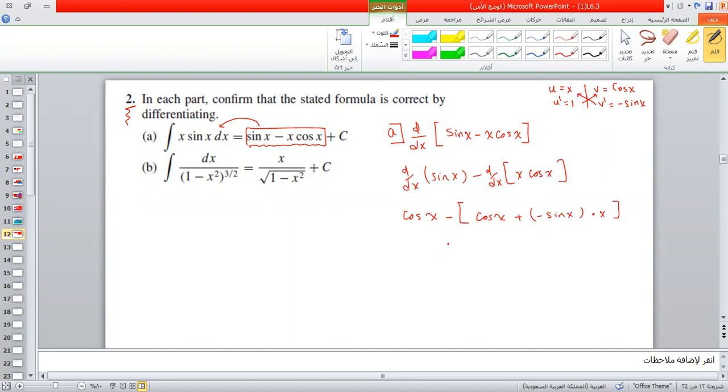So we have cosine x, and then multiply the negative by cosine x, and multiply the negative by negative sine x, because the negative outside makes it positive, x sine x. Cross out cosine with cosine and the final answer is x sine x. To confirm that the stated formula is correct: yes, it's correct. x sine x and here x sine x. So if we integrate x sine x, it's going to give us sine x minus x cosine x.